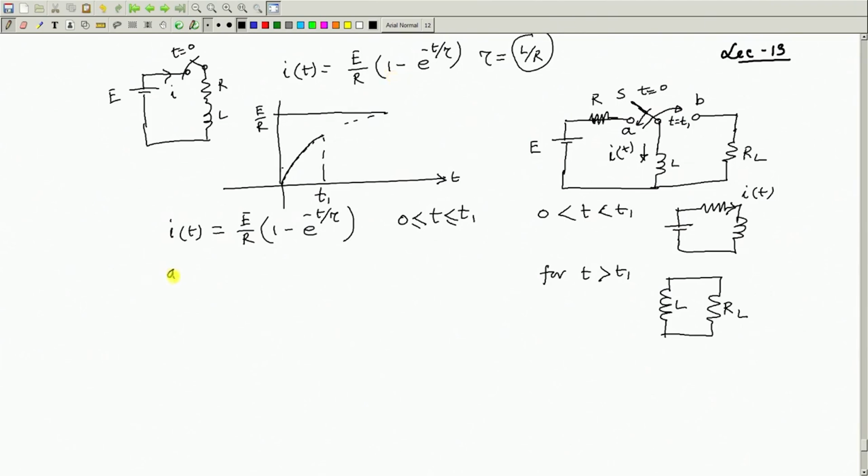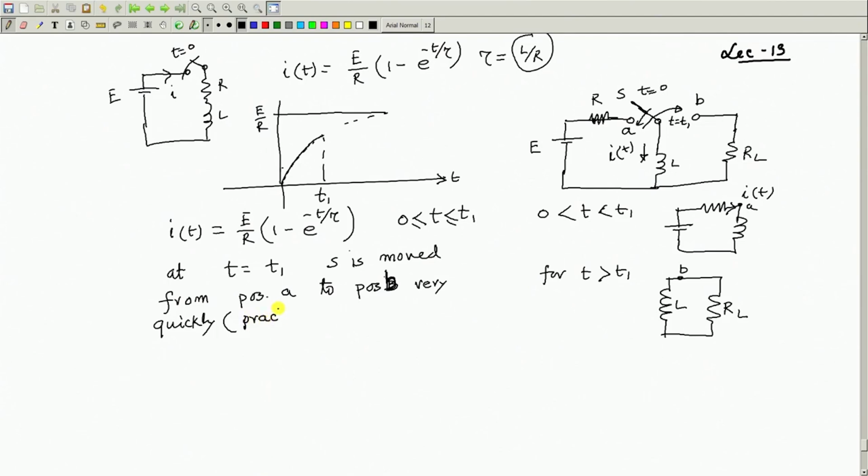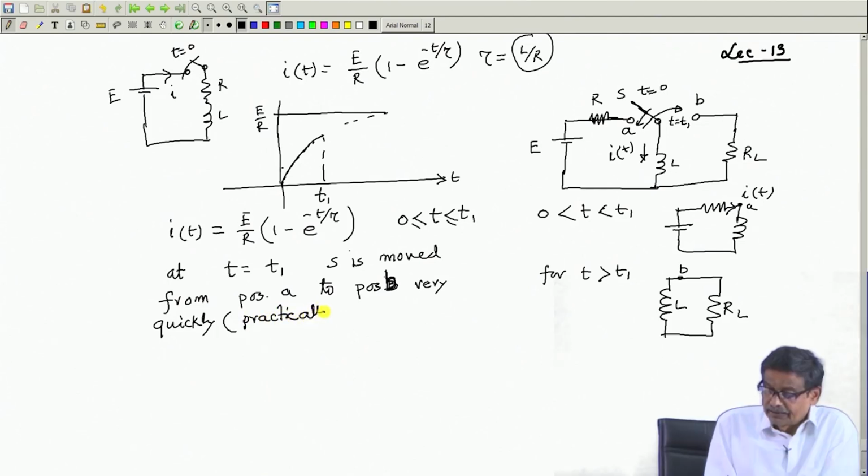Now, at t equal to t 1, S is moved from position A to position B. This is the position B. Here it was connected to position A. Position A to position B, small b, very quickly, meaning practically no time is wasted to do that. That is what I will assume, practically in no time.